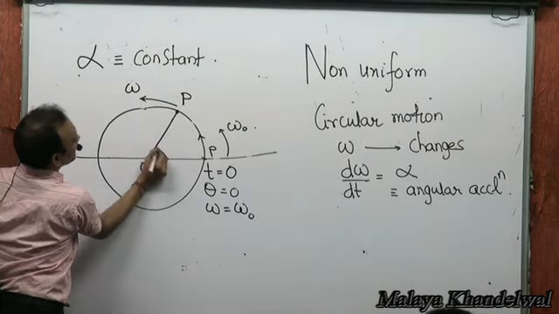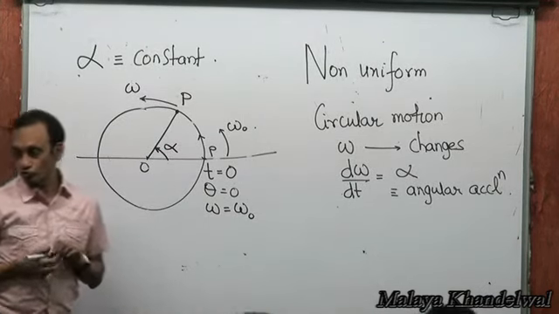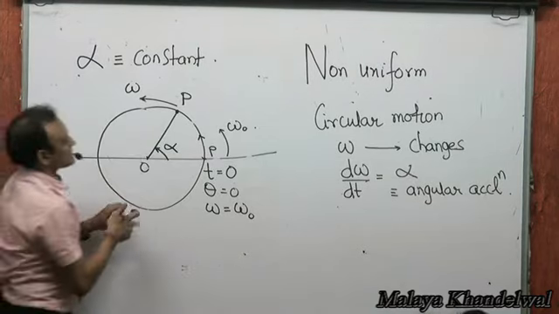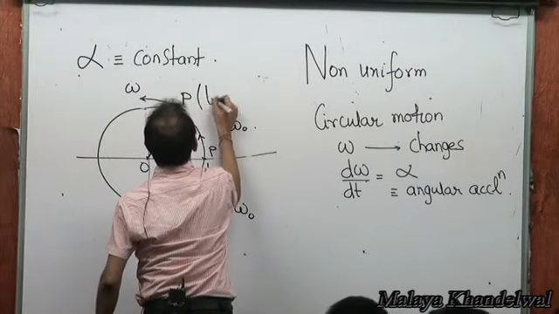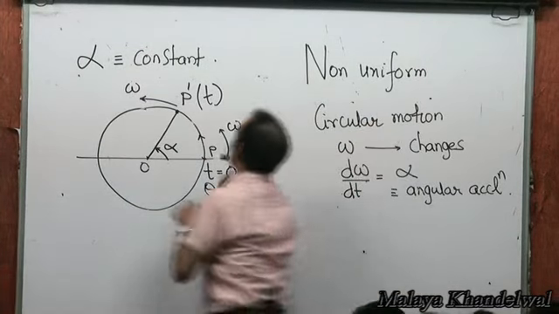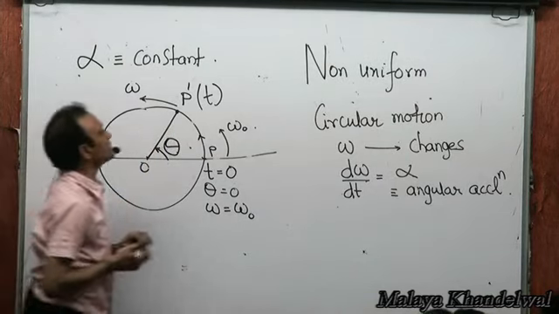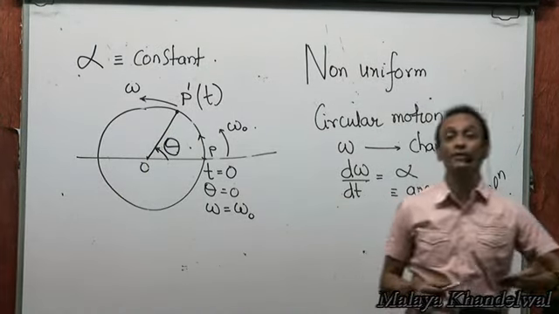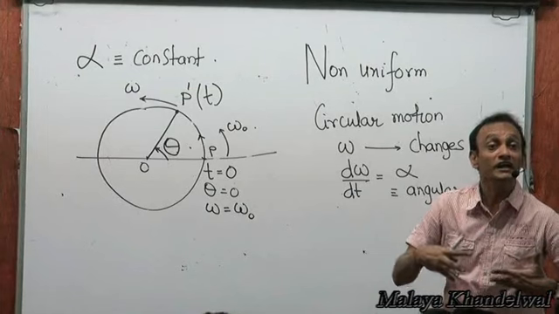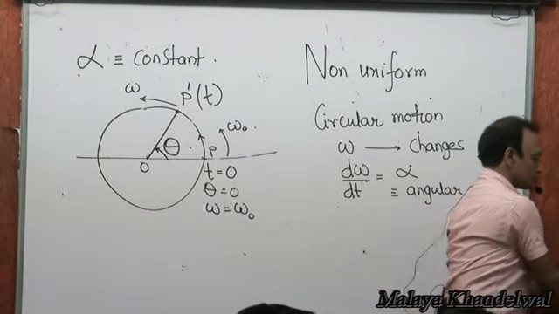It would have described an angle theta at the center, and so on and so forth, right? T seconds later, this is time t equal to 0, at an instant of time t, the particle arrives at P prime, where it describes an angle theta at the center, and its angular velocity becomes omega, a function of time.